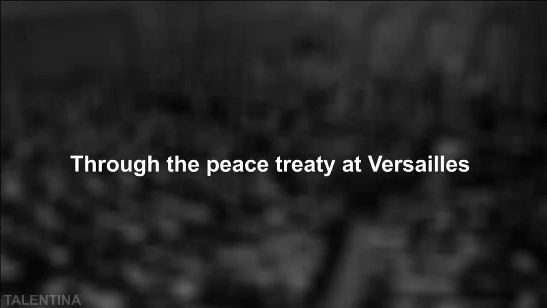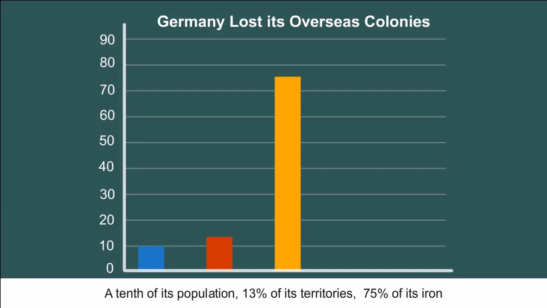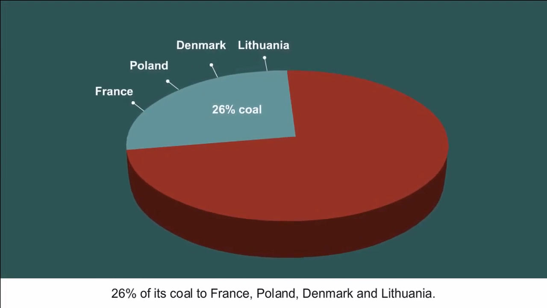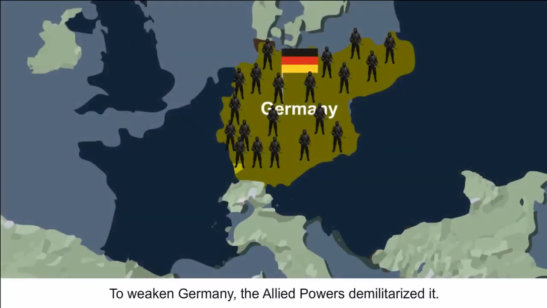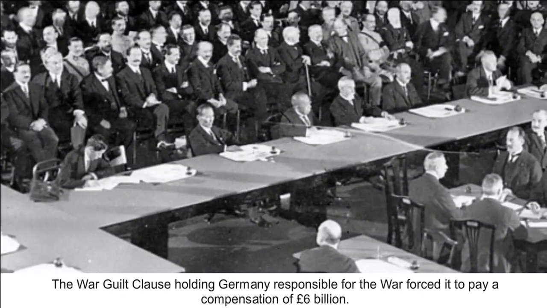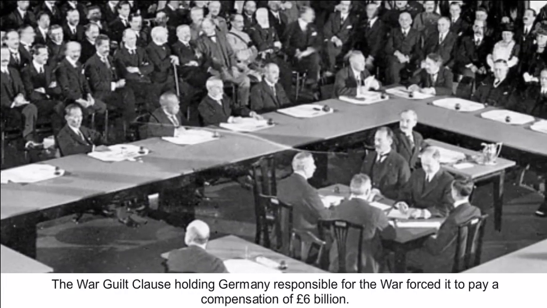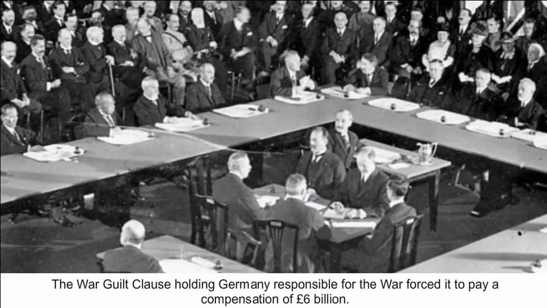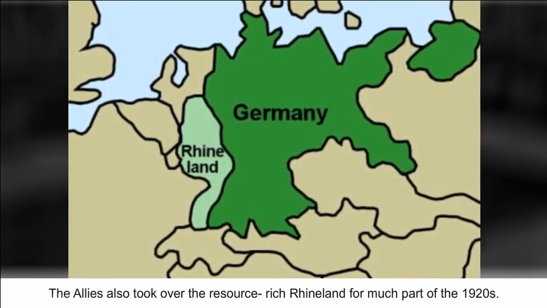Through the peace treaty at Versailles, Germany lost its overseas colonies, a tenth of its population, 13% of its territories, 75% of its iron, and 26% of its coal to France, Poland, Denmark, and Lithuania. To weaken Germany, the Allied powers demilitarized it. The War Guilt Clause, holding Germany responsible for the war, forced it to pay a compensation of £6 billion. The Allies also took over the resource-rich Rhineland for much part of the 1920s.